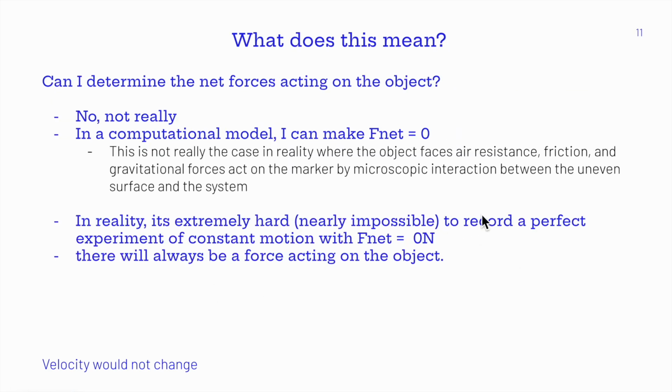What does this mean? Well, can I determine net forces acting on the object? No, not really. In a computational model, I can make F_net equal 0. However, in real life, we have air resistance, friction, and gravitational forces that act on the marker by microscopic interaction between the near surface and the system. So in reality, it's really hard or nearly impossible to record a perfect experiment of constant motion with F_net equal to 0 newtons, and there will always be a force acting on the object.